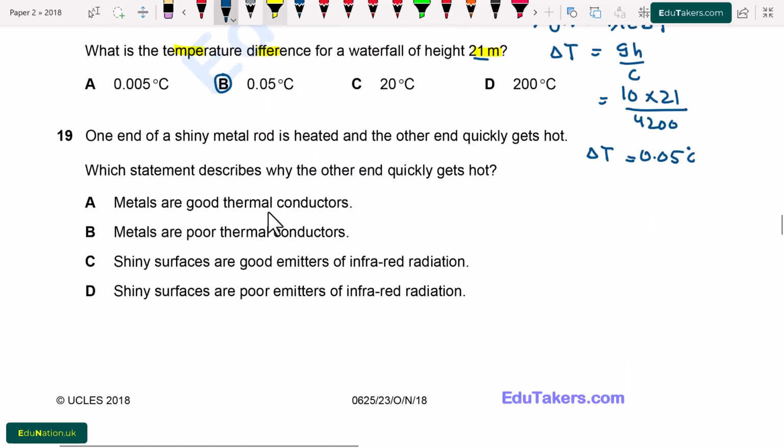Question number 19. One end of a shiny metal rod is heated and the other end quickly gets hot. Which statement describes why the other end quickly gets hot? Because here is a metal rod and a metal rod contains a large number of free electrons. When we heat one end of the metal rod, then by the movement of the free electrons, the heat is transferred to the other end, due to which the other end also gets hot. Now we see the options. In option A, metals are good thermal conductors, which is correct. So only option A is correct.